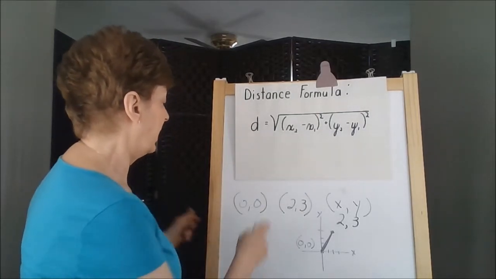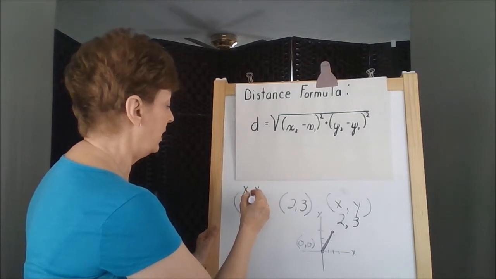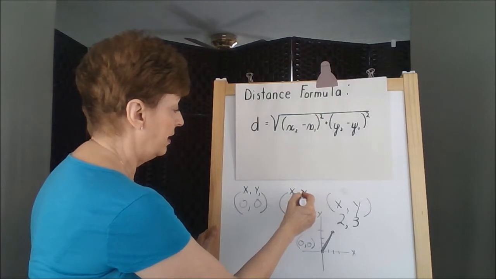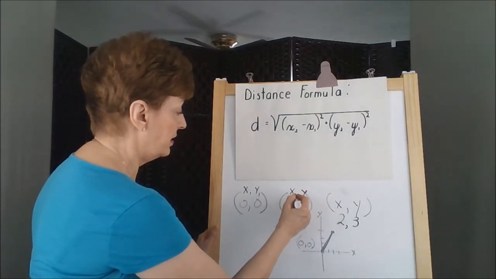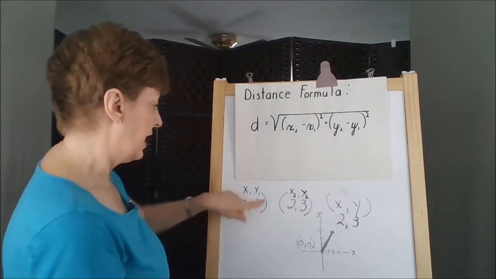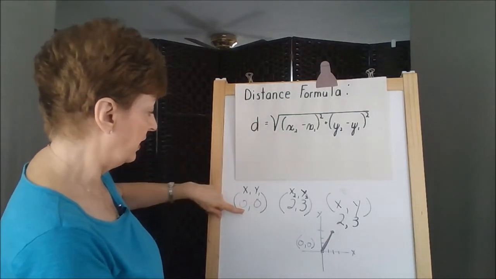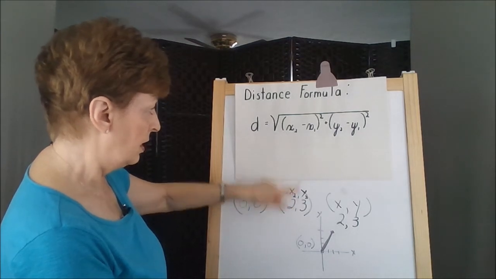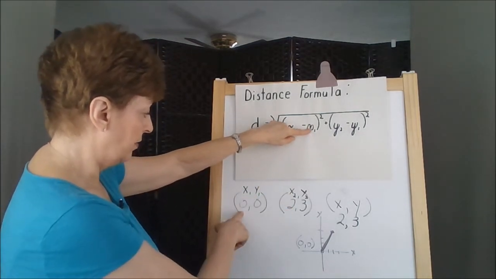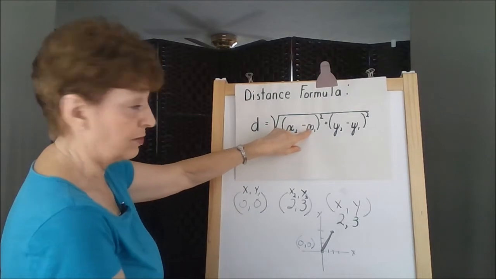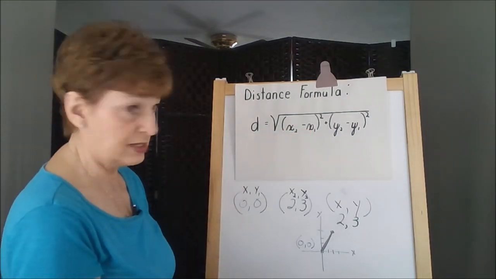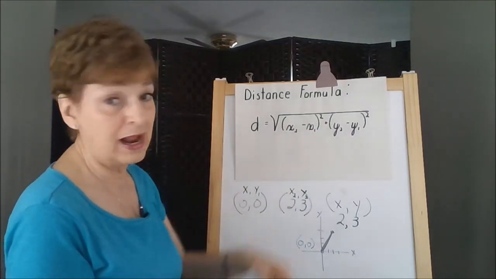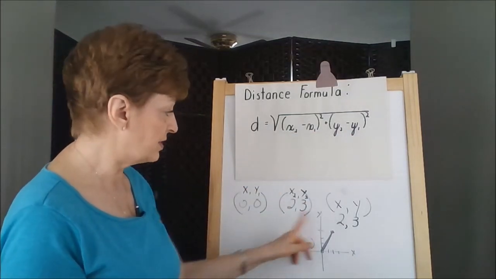So we'd have x and y of the first ordered pair and x and y of the second ordered pair. So this would be the subscript 2's. And that's where you would fill in your information. So x2 would be 2, minus your x1 would be 0. So this would be 2 minus 0 and so forth. But I'm just telling you where you get the numbers to fill in: whenever you see an x and y, it comes from an ordered pair.